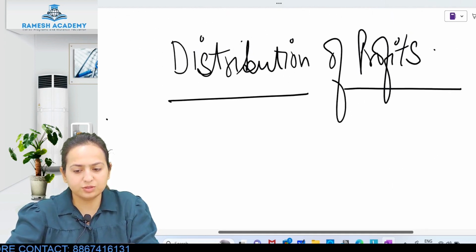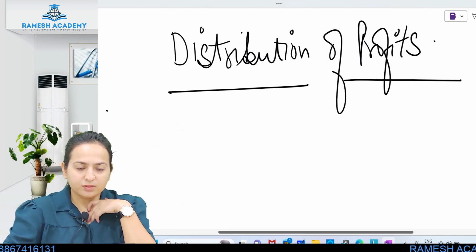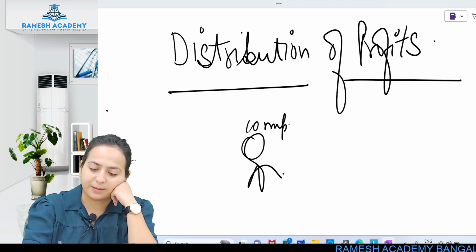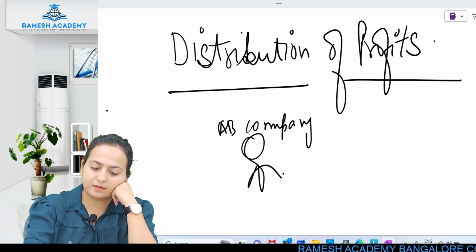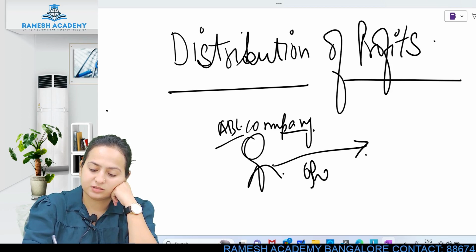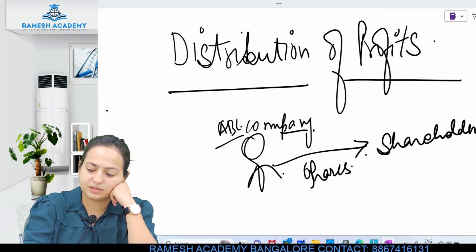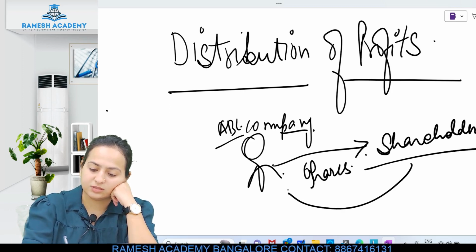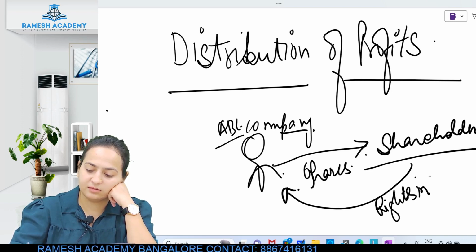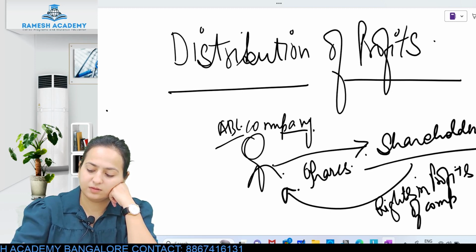What is distribution of profits, students? Please try to understand. Suppose this is ABC company, this company will give shares to shareholders. Yes, so these shareholders will have rights in profits of the company.